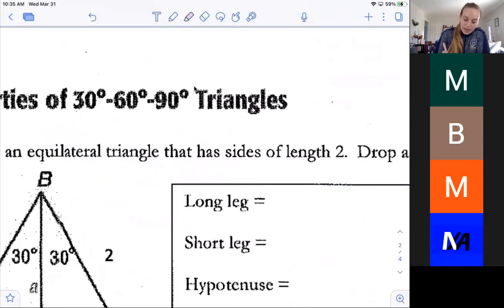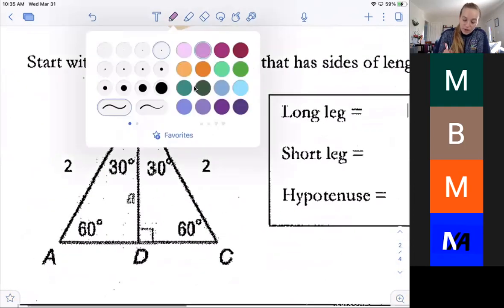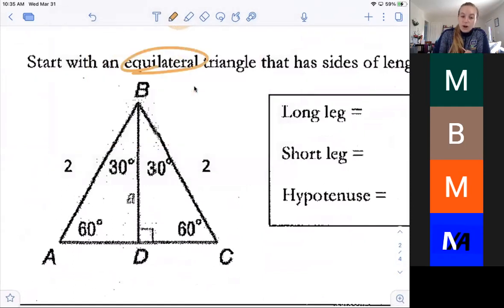The other triangle I have is this 30, 60, 90 triangle, and it comes from an equilateral triangle. So equilateral means all my angles are the same. Angle A is 60, angle C is 60, and then B, if you put those two angles together, that would also be 60.